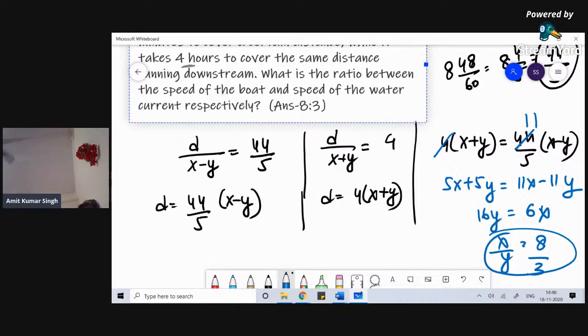See Sahana, Komal, Sahana, please see. If you have any doubt, please ask me. Very simple. The time is given for downstream and upstream, so you just equate with distance. The time is different, the speed would be different, but the distance is the same. In both cases, you are covering the same distance. Just equate it, you will get the answer.